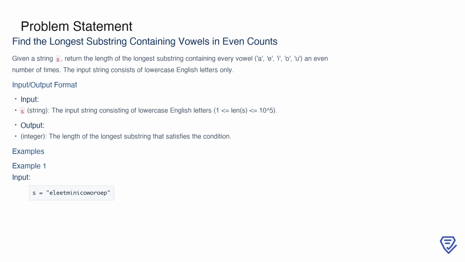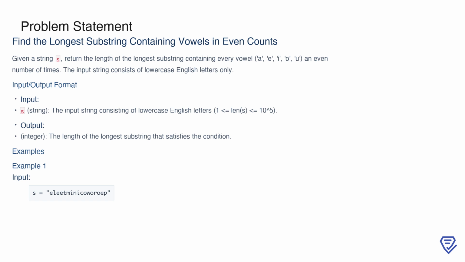In this problem, we need to find the length of the longest substring in a given string S where all the vowels appear an even number of times. The vowels we care about are A, E, I, O, and U. The string S consists only of lowercase English letters, and its length can range from 1 up to 100,000 characters. Our goal is to return an integer representing the length of the longest substring that meets this condition. To clarify, a vowel count of 0 also qualifies as even since 0 is divisible by 2.